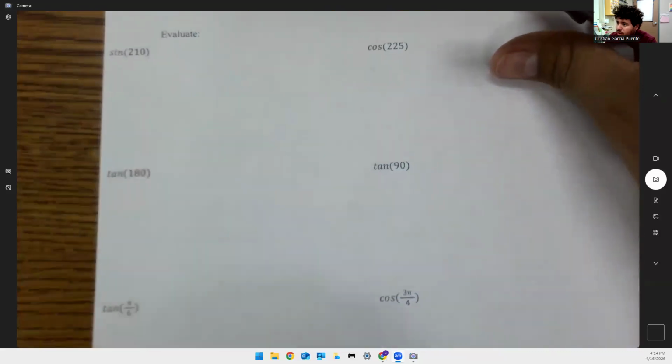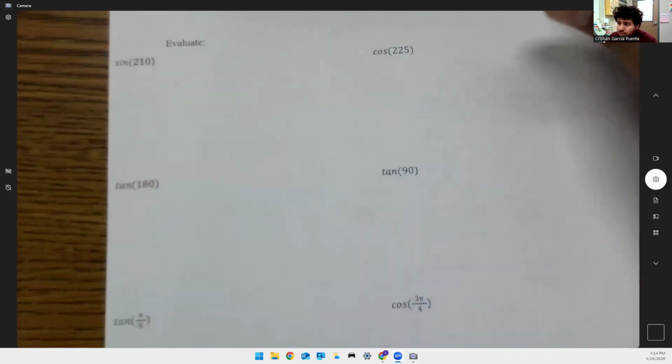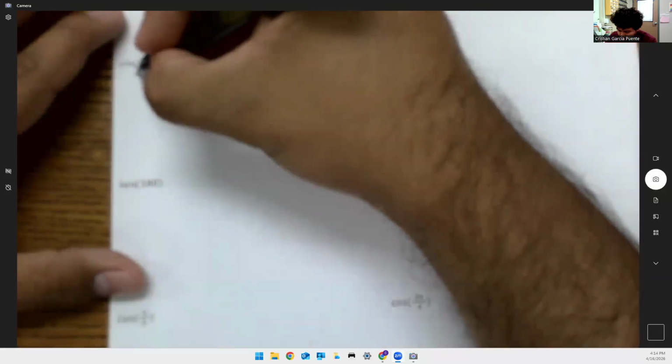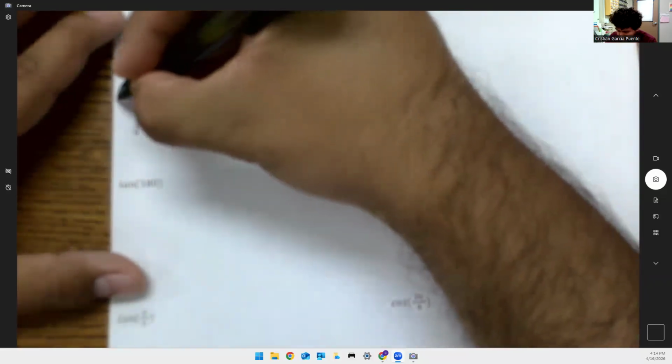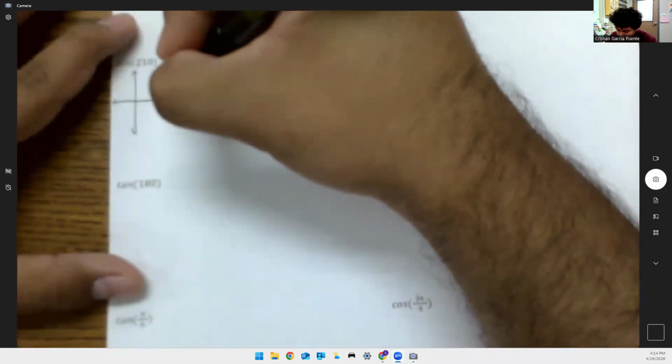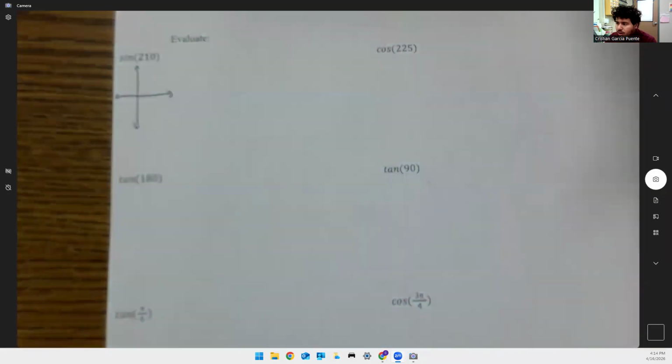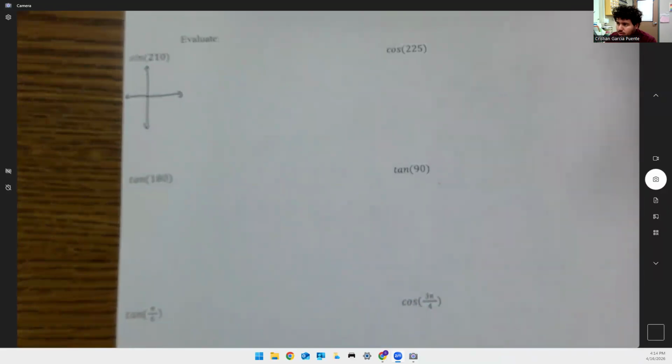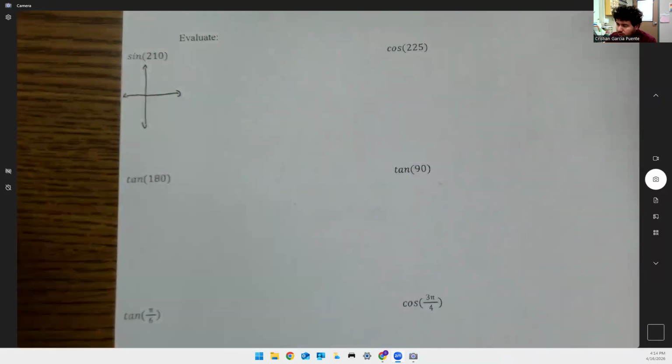So it's telling us to evaluate sine of 210. So the way you do this is step 1, you have to draw an angle. So you're going to go like this. Draw your quadrants. You have to draw your angle. And this is from yesterday's notes, or the last video's notes, where we were talking about reference angles.